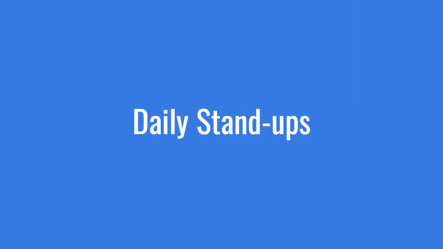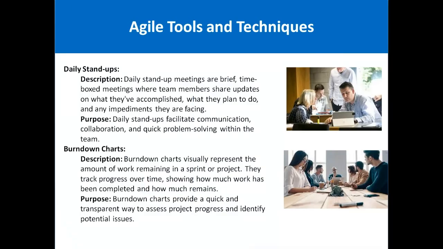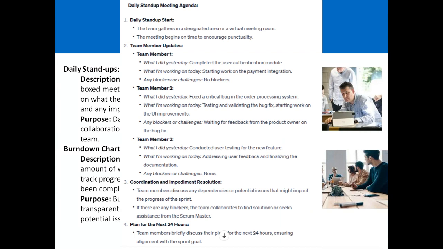Then the daily stand-up meeting. A daily stand-up meeting is simply a 15-minute meeting on a daily basis in which the Scrum team members sit together, or normally stand up. It's a stand-up meeting in which they discuss what went wrong, what they have accomplished, and what they are planning for next.